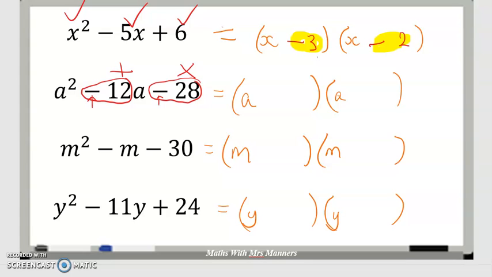I could do 28 and 1. That's going to get me nowhere near 12, so that's out. What else can I do with 28? I've done 7 and 4, 28 and 1. What about 14 and 2 I could do?